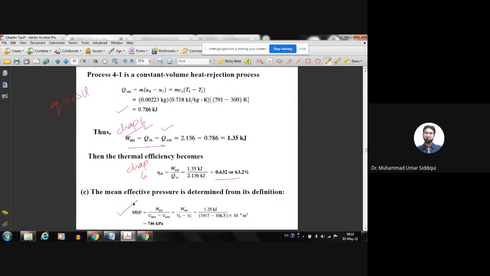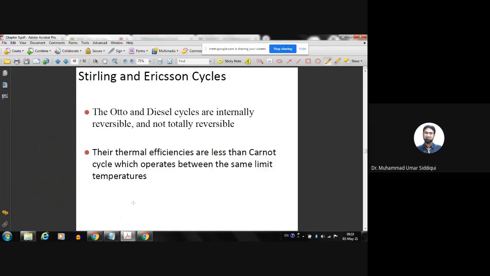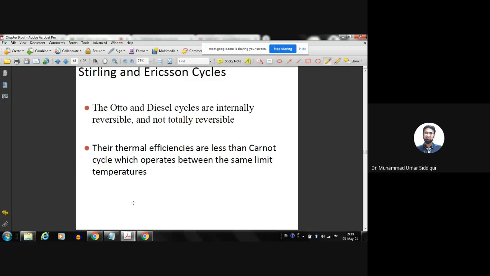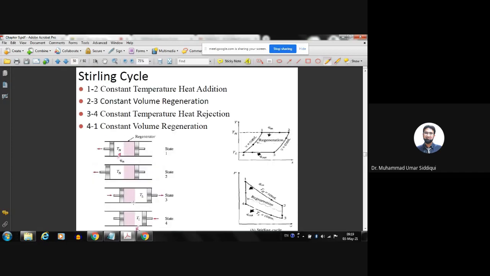Okay, now let's talk about what is next. We have two other kinds of cycles which we are just going to discuss briefly. We are not going to solve any numericals related to that, and these are the Stirling and the Ericsson cycles. In both the Stirling and Ericsson cycles, instead of having isentropic processes, we replace them with isothermal processes. So this is the main difference.